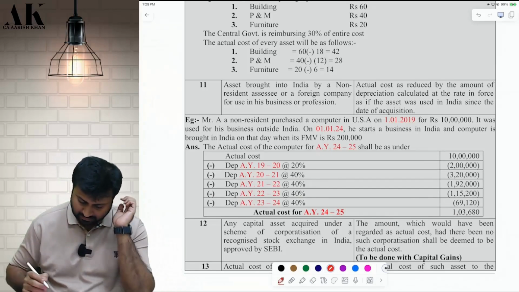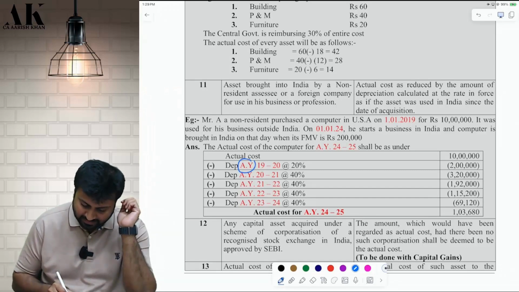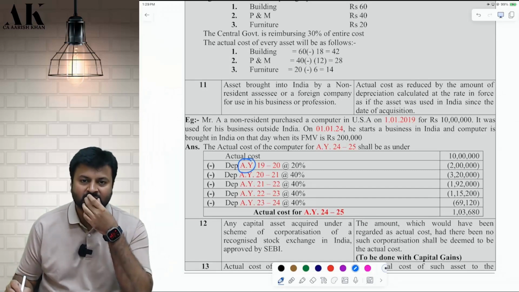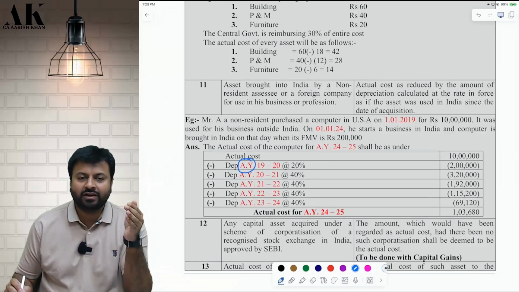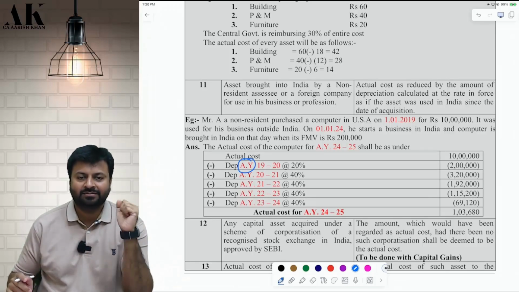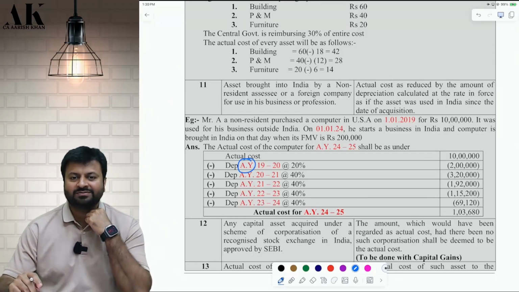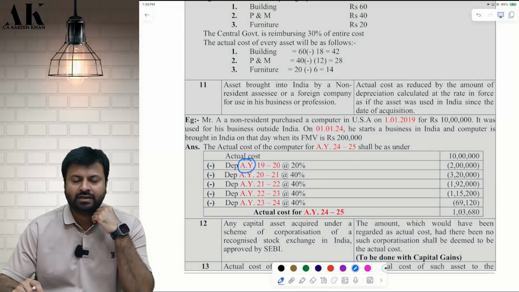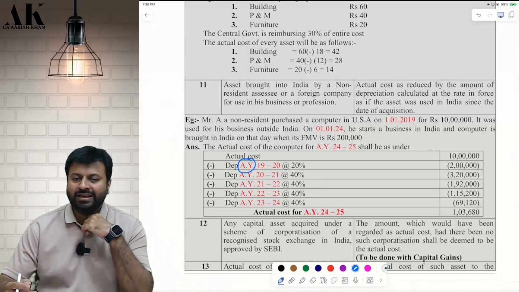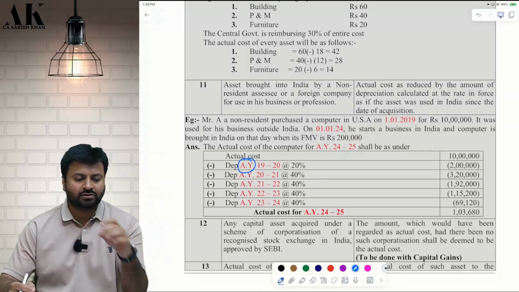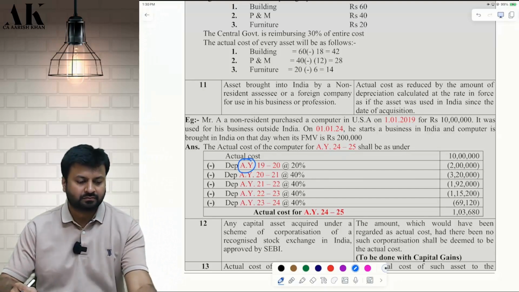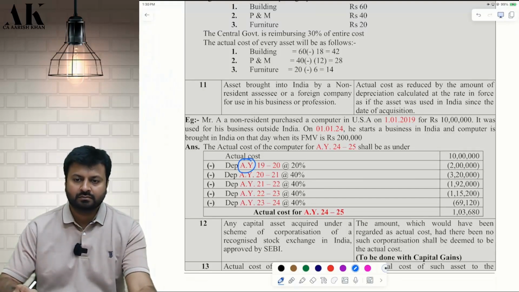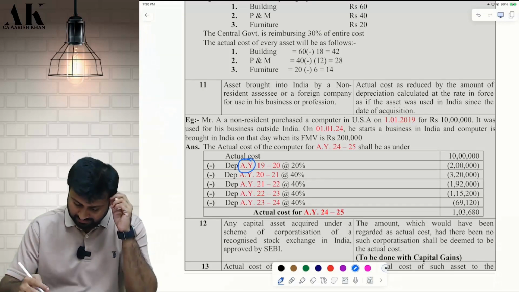Don't get confused between assessment year and previous year, please. These are assessment years, therefore it is looking 1 year ahead. Are you clear or not? You will get depreciation only till previous year 22-23, which eventually makes assessment year 24-25. Yes or no? Please tell me. Yes, sir. Okay.